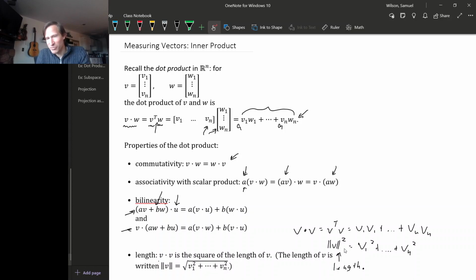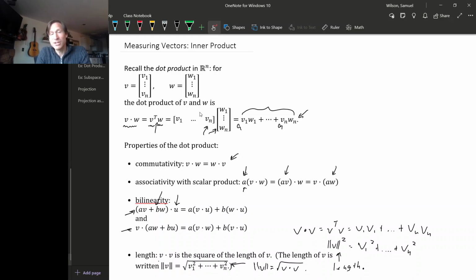So if you take the square root on both sides, then you get that the length of a vector, also called the magnitude of a vector, is just the square root of the vector dotted with itself.